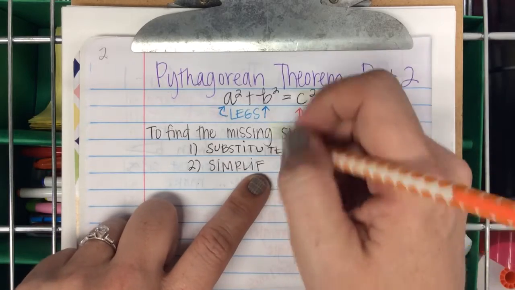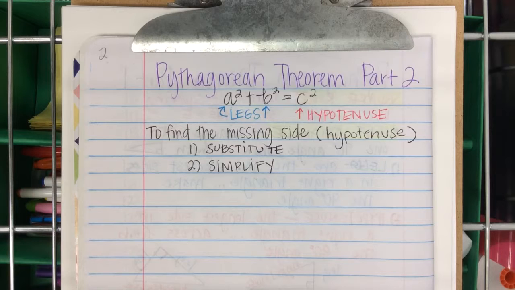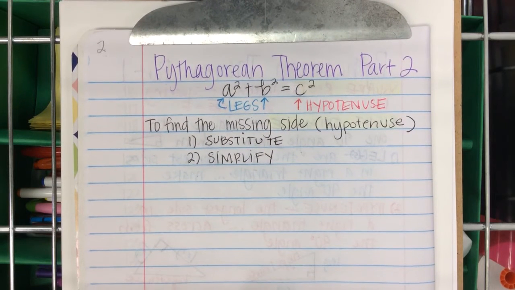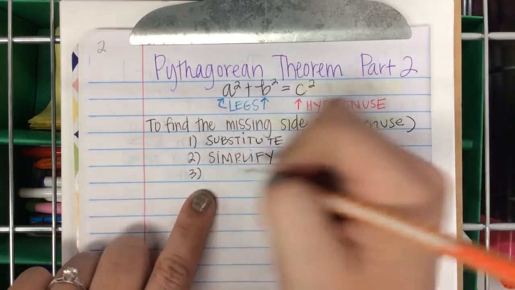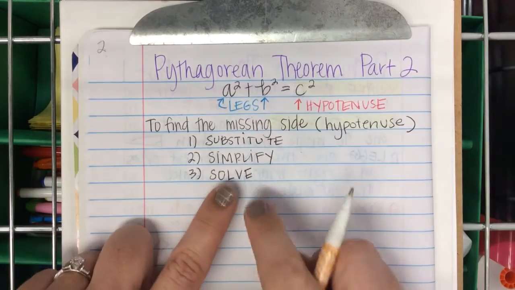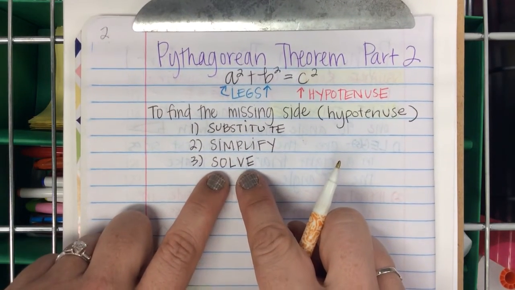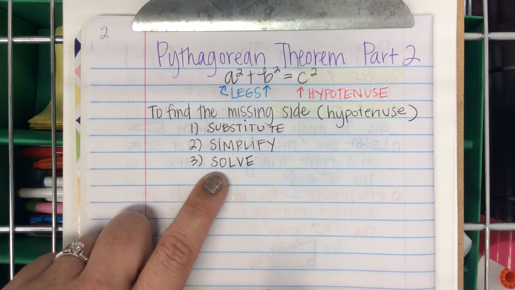S-I-M-P-L-I-F-Y. Simplify. What does it mean to simplify? Yeah, make it smaller. Make it easier. Condense it. Put it all together. Substitute. Simplify. Solve. And today we even might skip the solve because putting it together is solving.